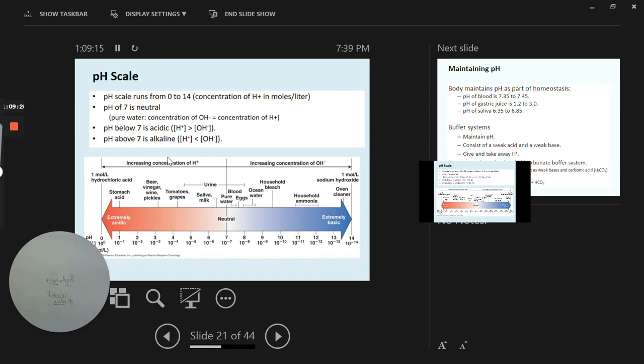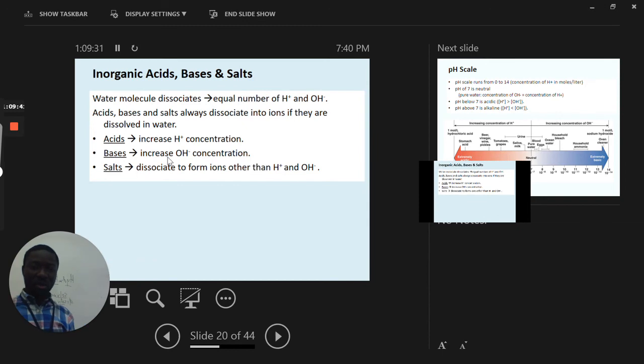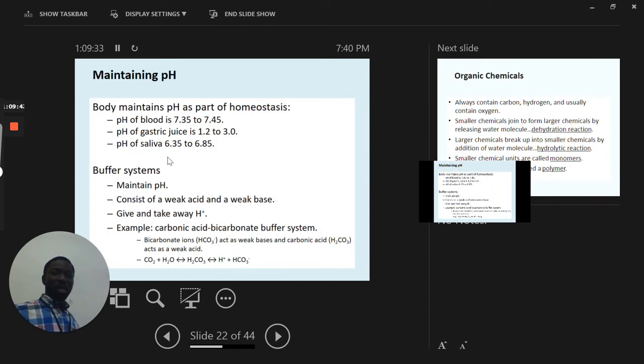Make sense? So the difference between pH 1 and pH 2 is actually 10 raised to power 1, meaning it's 10. The difference between pH 3 and pH 1 is 10 raised to power 2. Make sense? So just take note of those keys. Let's go.